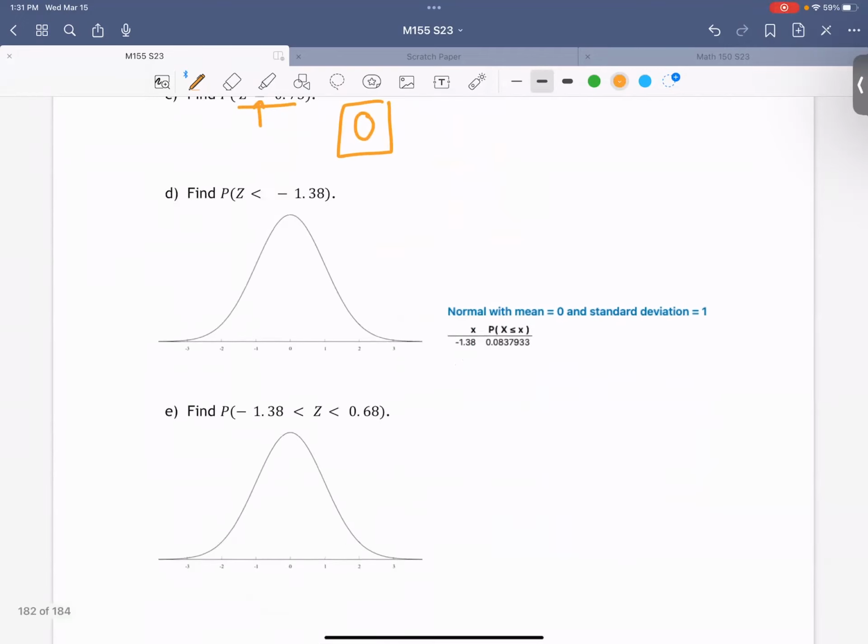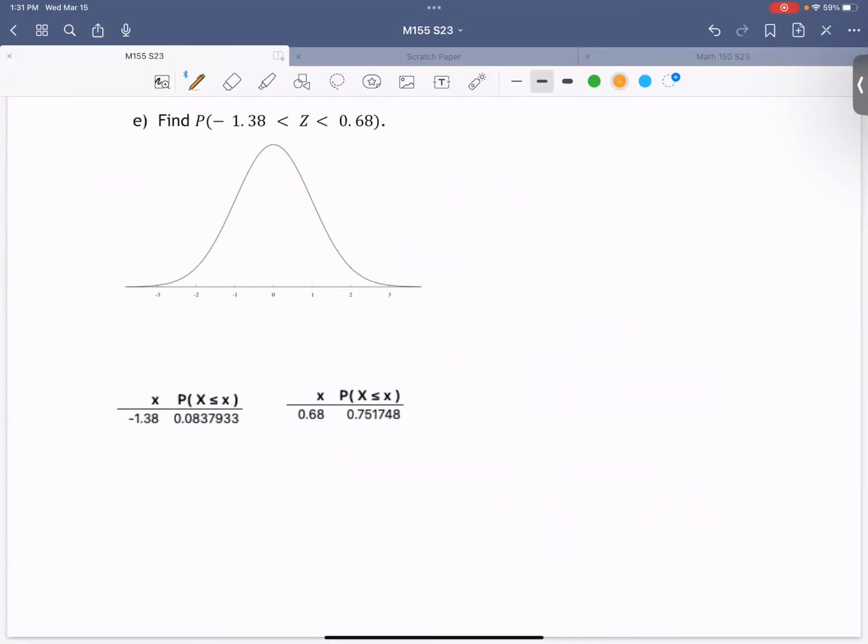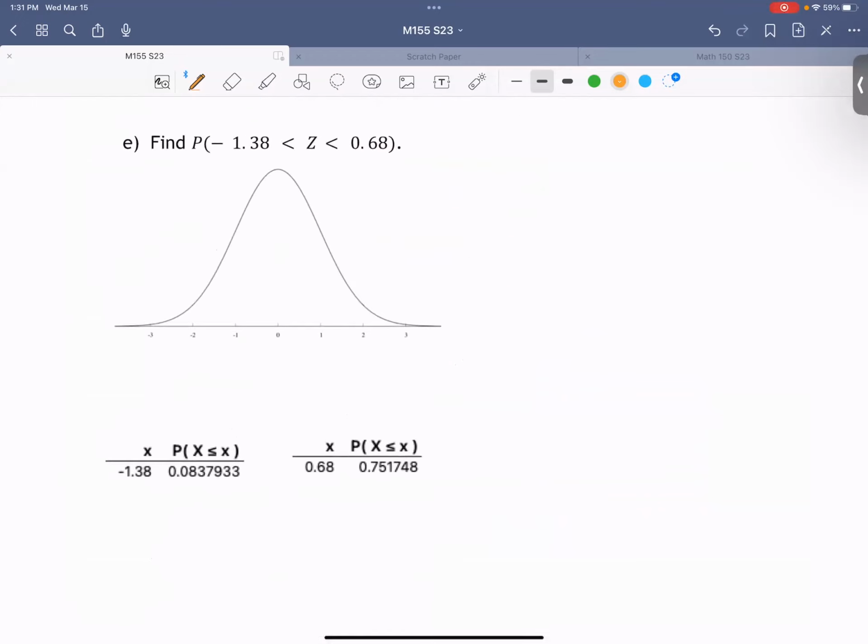What we're going to do is let's skip D. If we have enough time, we'll go back to part D. Let's go to part E. Okay. Part E, this one's a little bit different because this time I want to find the probability of between, right? All right. So I'm still dealing with a z-score. Looks like we're dealing with a normal distribution with a mean of 0, standard deviation of 1.